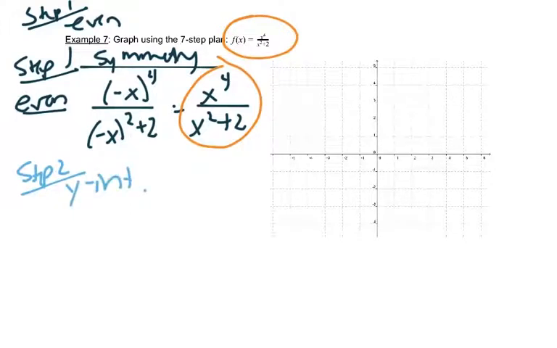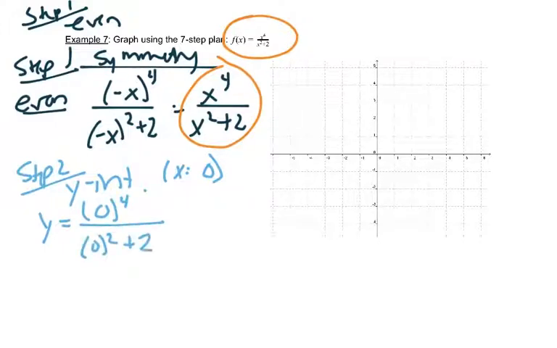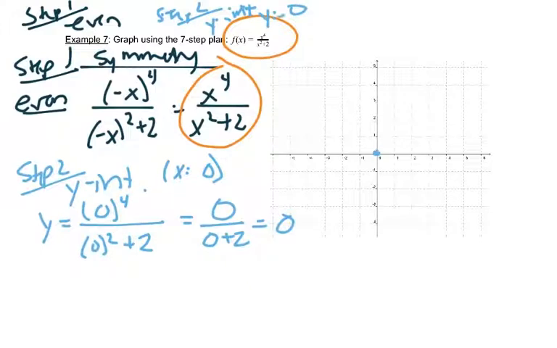And step 2 is our Y-intercept. So remember that the Y-intercept says that we're making x be 0. So we'll have y is equal to 0 to the 4th power over 0 squared plus 2. So this gives me 0 over 0 plus 2, which is just 0. So again, I have this point right here, and I know that now my Y-intercept is y equals 0.